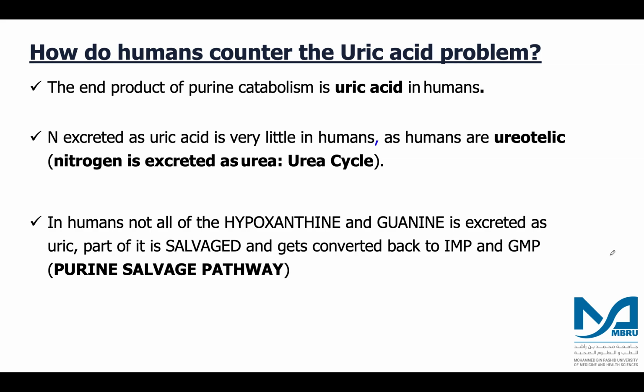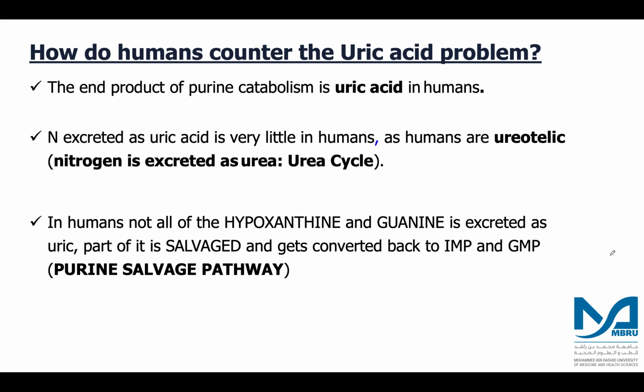Since nitrogen is not excreted as uric acid in humans, therefore the production of uric acid is comparatively low in humans than other animals who excrete nitrogen in the form of uric acid. Since humans convert nitrogen to urea, humans and other higher primates are categorized as ureotelic animals.